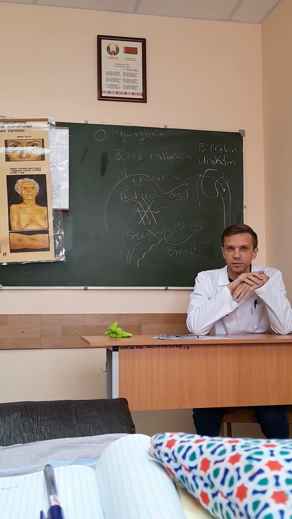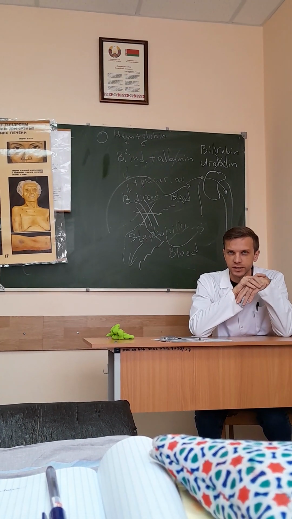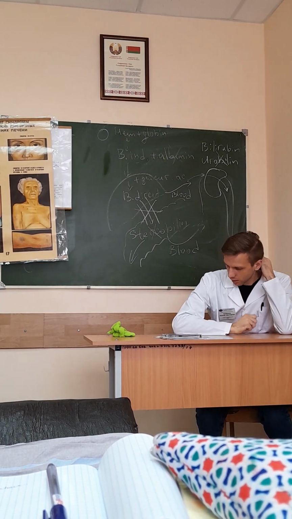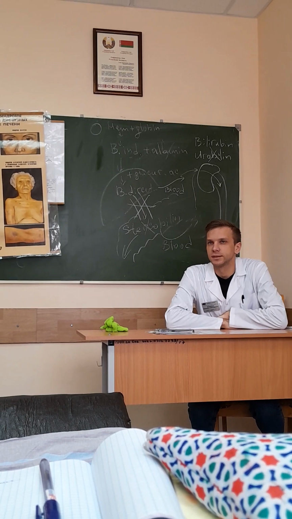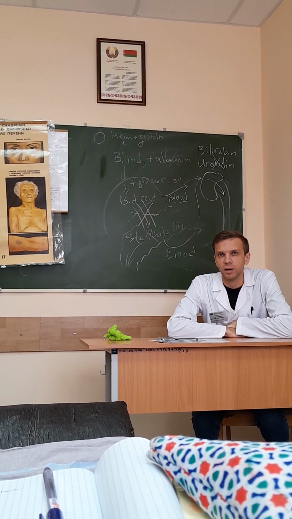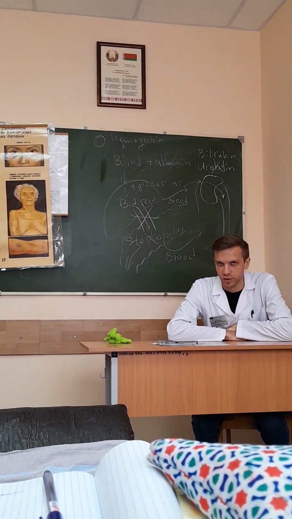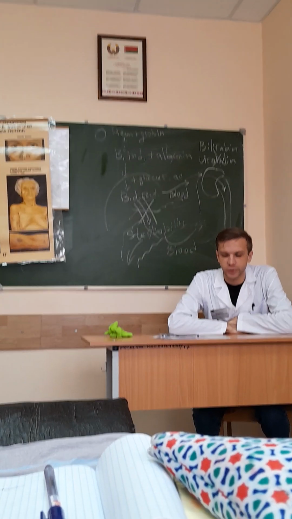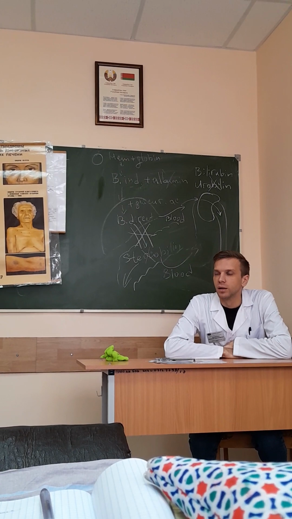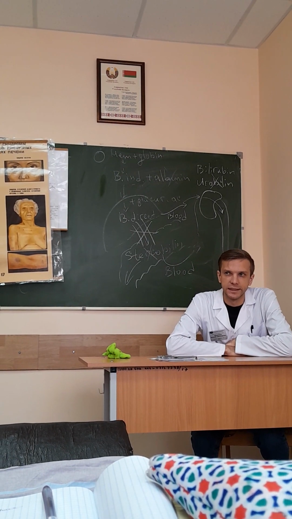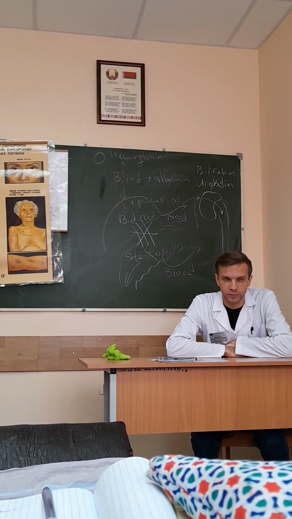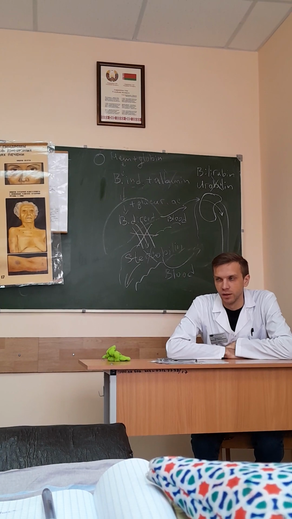Next two indicators are alanine aminotransferase and aspartate aminotransferase, ALT, AST. These enzymes are present in the liver, heart, and some in other organs. But we use them first of all to diagnose liver disorders. If there is cytolysis, destruction of hepatocytes, we will see elevation of these enzymes. ALT and AST will elevate.